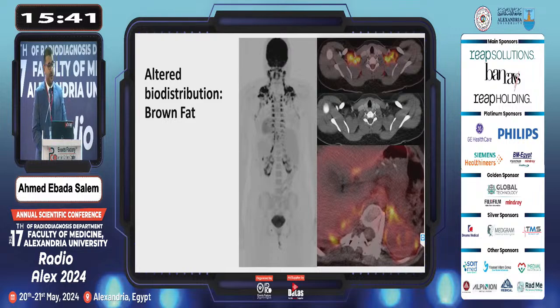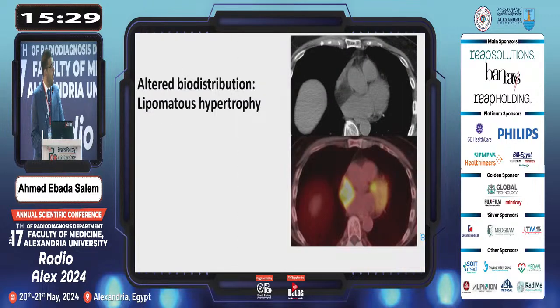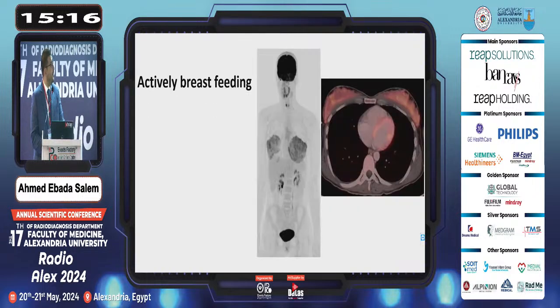This is another case where a patient had an altered biodistribution due to brown fat activation, and that's why patients need to be in a warm environment. If the brown fat is not under control, they may need to be medicated. This is another form of brown fat, called lipomatous hypertrophy, due to stimulation of fat within the interatrial septum. Those all can be a source of pitfall when interpreting the PET-CT.